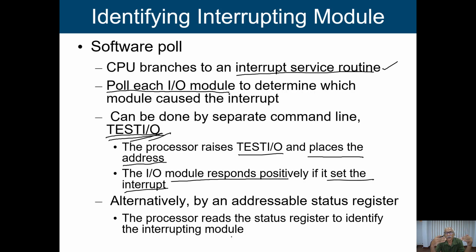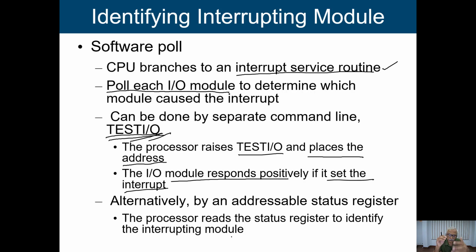Coming back to our example, say I have 4 devices. First it will check the status bit of the first module. If the status bit is not set, the processor identifies that module 1 has not generated an interrupt. Then the processor checks the status bit of the status register of the second IO module. If it is set, the processor is going to give service to this IO module. This is the way the processor identifies which module has given the interrupt, and this is the software poll.